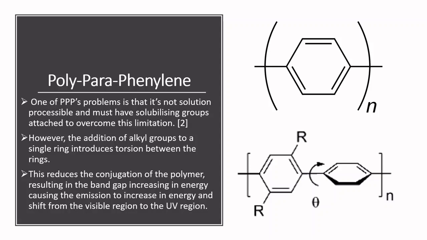We can overcome this limitation by adding solubilizing groups, such as alkyl groups seen below. However, the addition of alkyl groups to a single ring introduces torsion between the two rings, as seen by the angle theta. This reduces the conjugation of the polymer, resulting in the band gap increasing in energy, as seen before, causing the emission to shift from the visible region to the UV region, and obviously that means that the light that the diode emits is no longer visible.